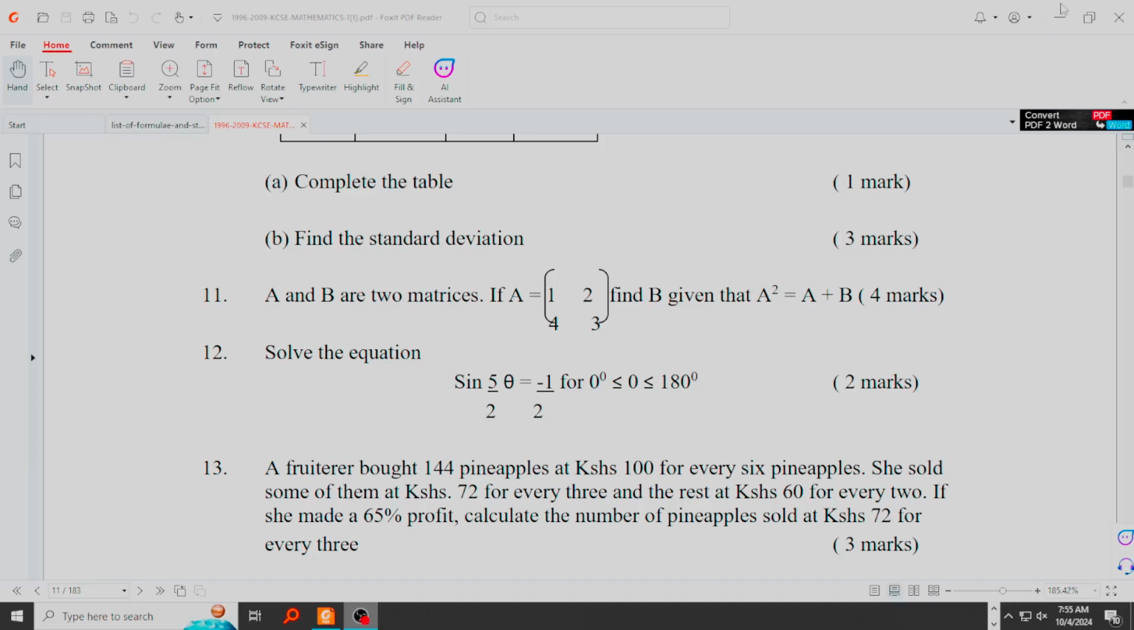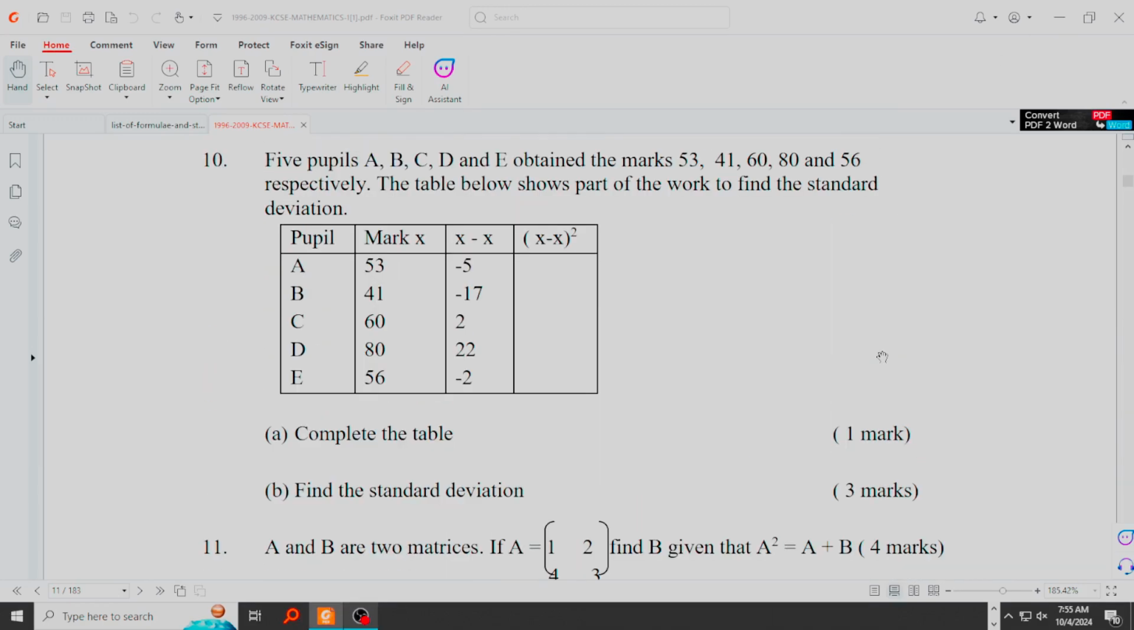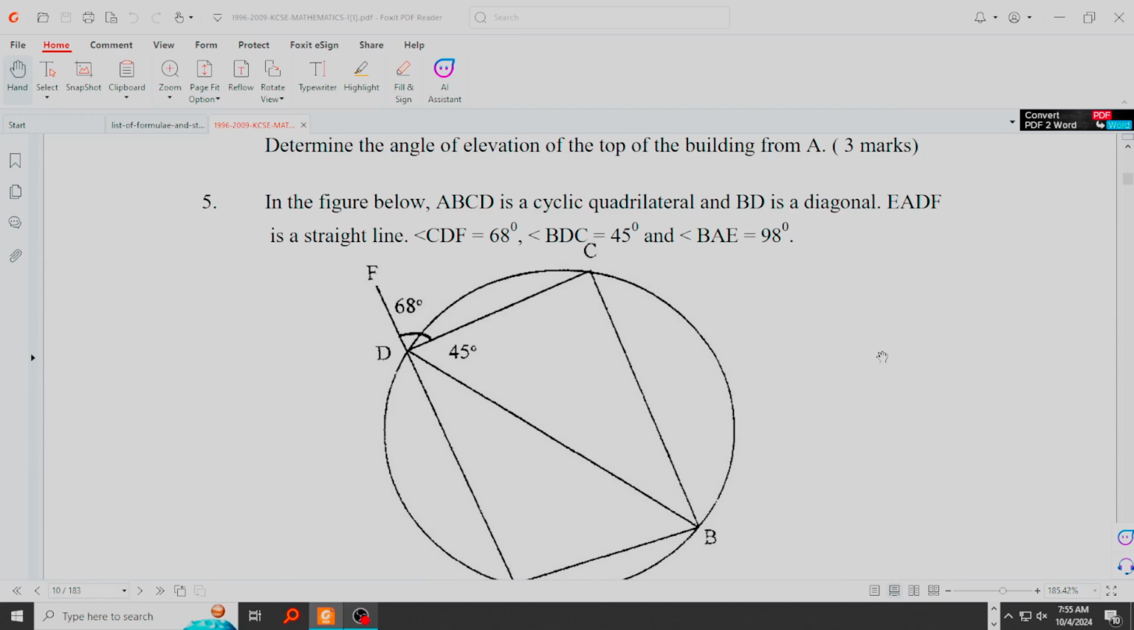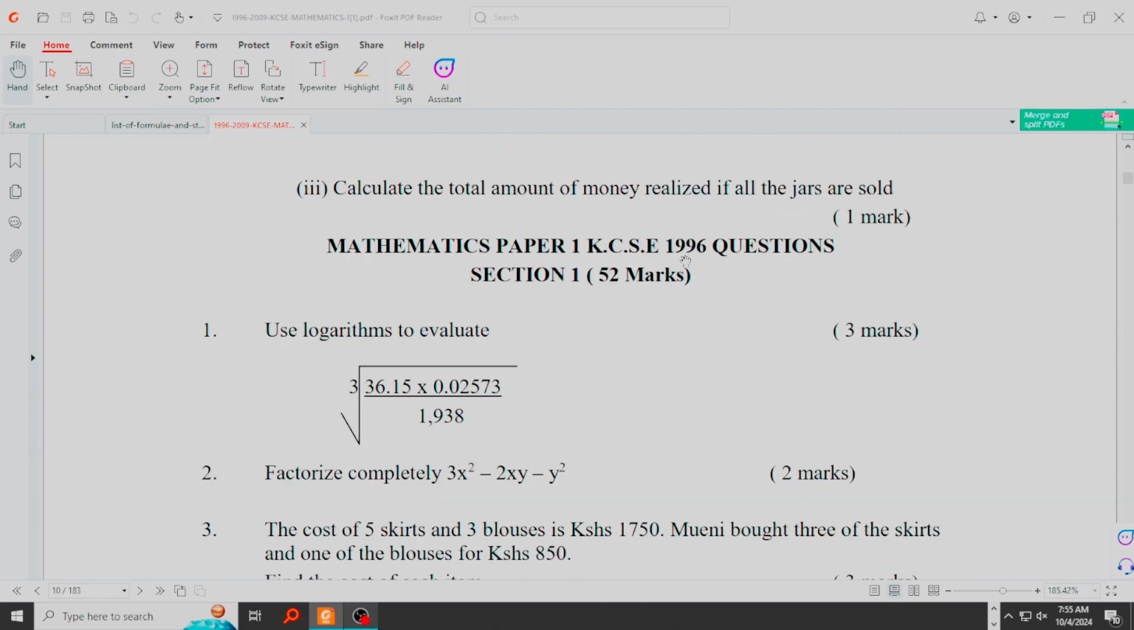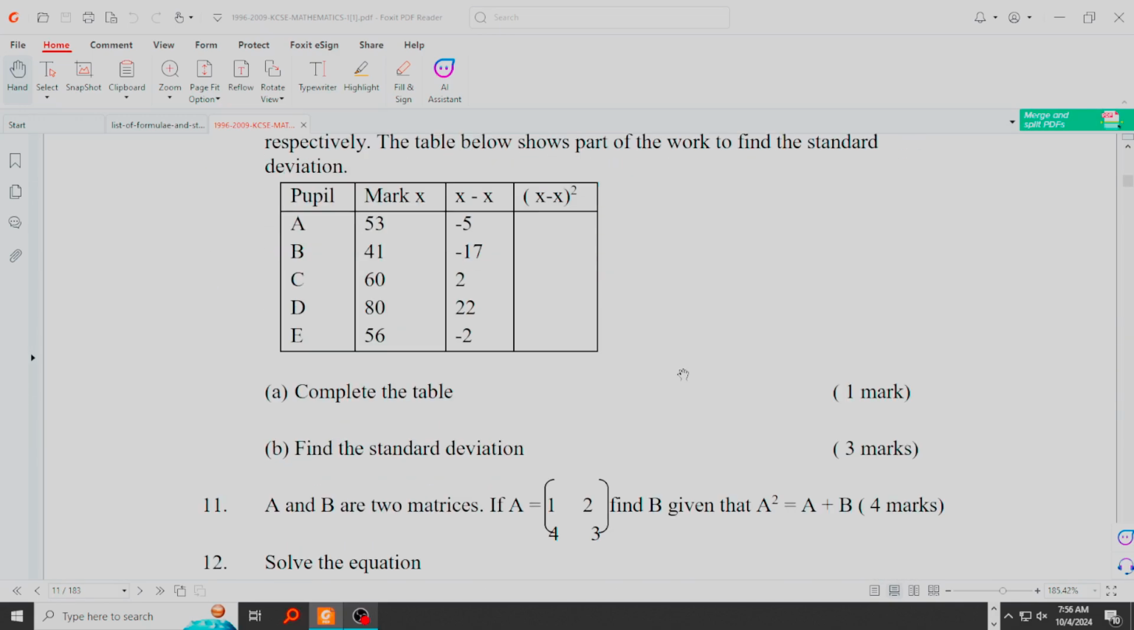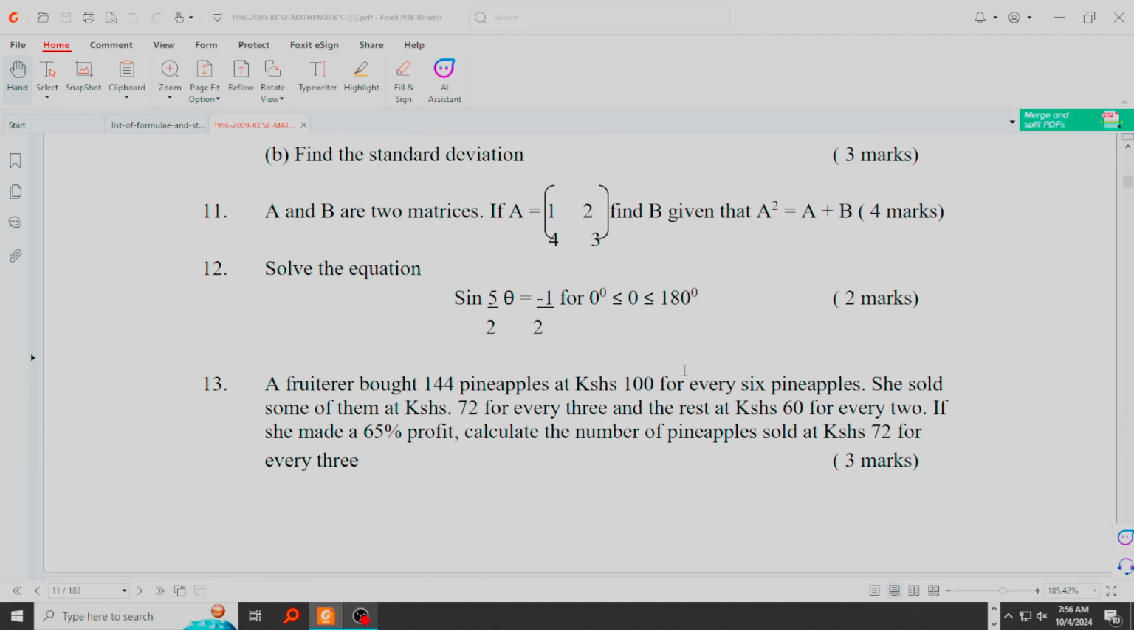Hello. The question that we want to look at today is of Kenya Certificate of Secondary Education, 1996, question 12, which reads: solve the equation sine of 5 over 2 theta is equal to negative half for theta within the range 0 degrees to 180 degrees. That is 2 marks. So let's look at the solution.